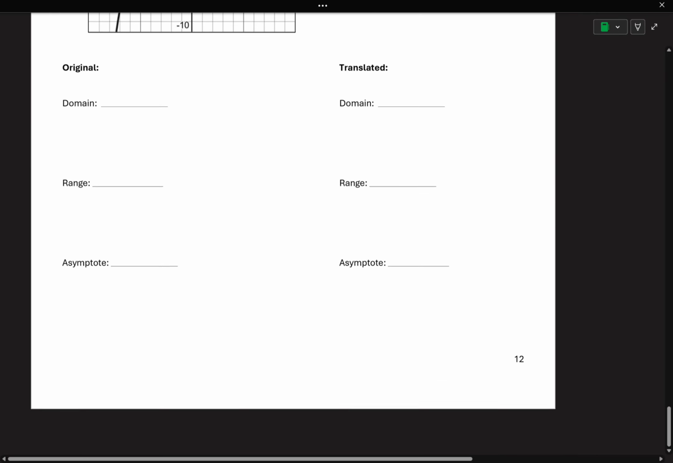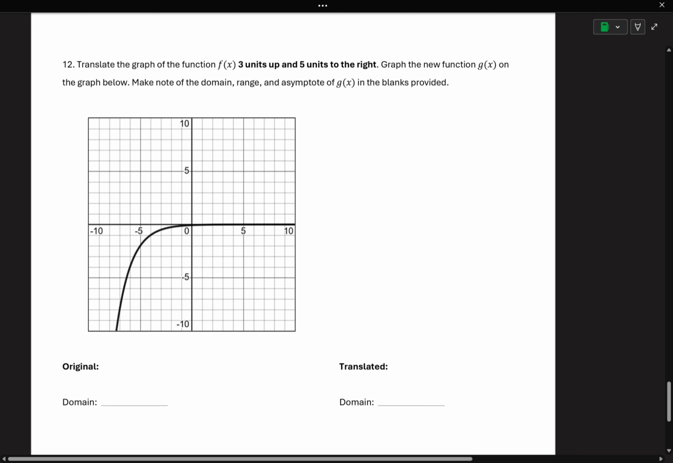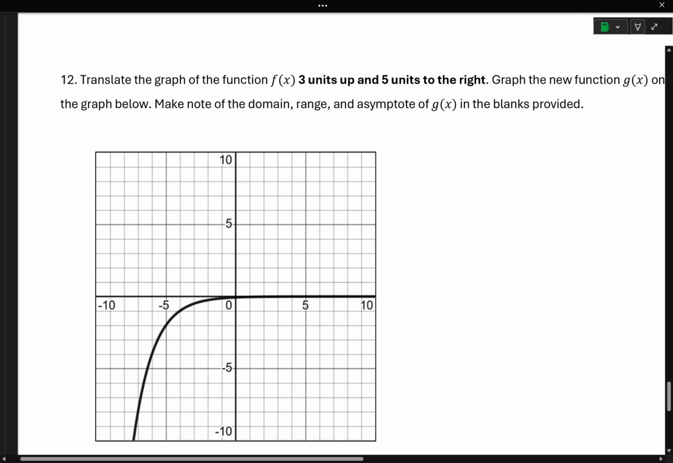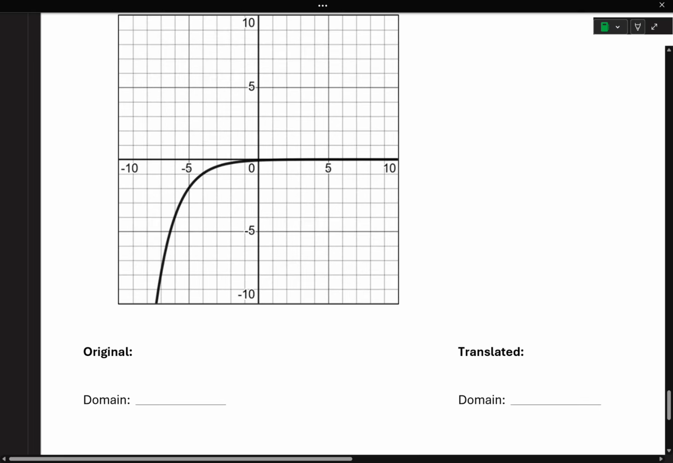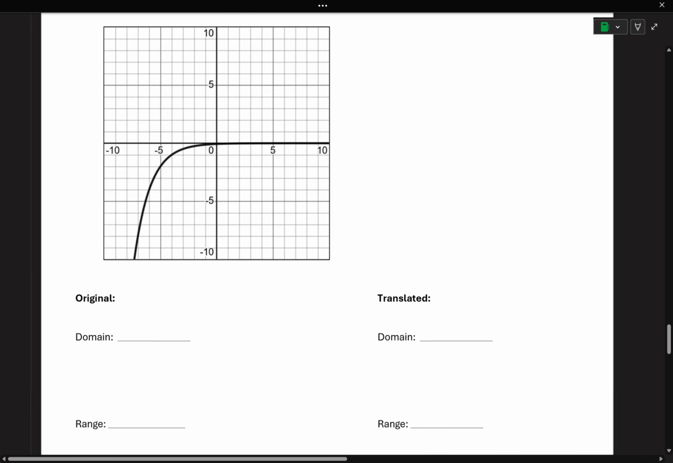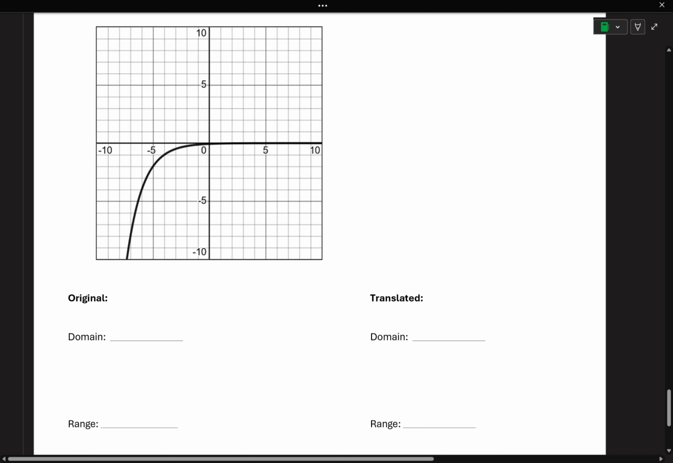All right. Is number 12 our last one? Yes, okay. Number 12 is a little bit crazy, but we'll get there. It's fine. We're going to translate this graph 3 up and 5 to the right. Then we're going to talk about the domain, range and asymptote. First, before we draw anything, let's talk about the original.